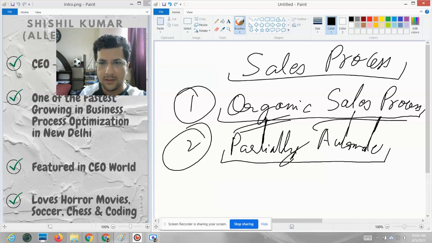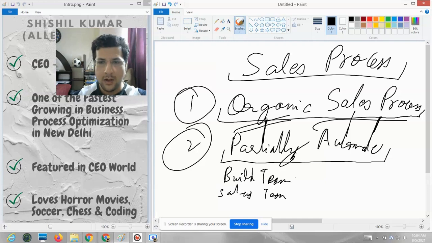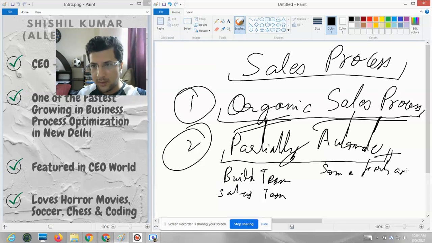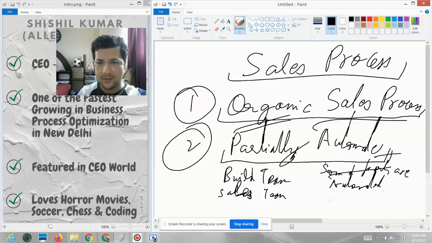Partial automation consists of automating some parts of the sales process instead of doing it entirely manually, and then you have people. You have to build a team of salespeople who handle the manual parts of the sales process. So some parts of the sales process are automated, and some parts are dealt with manually, and that manual work is done by the sales team, not you.